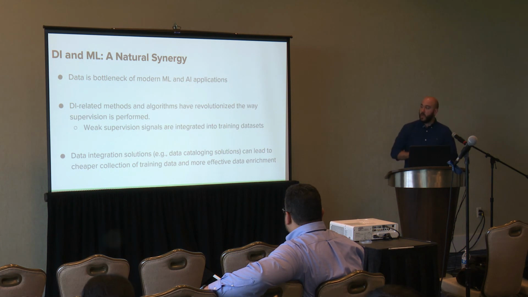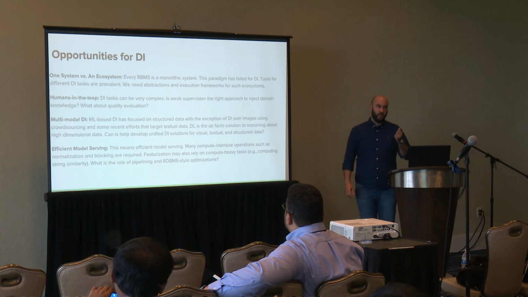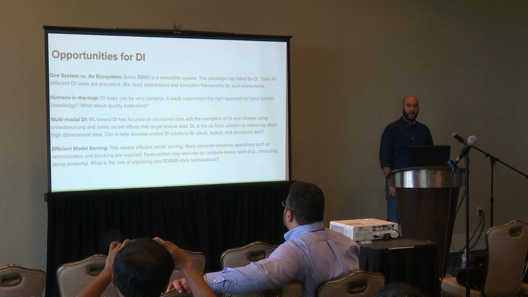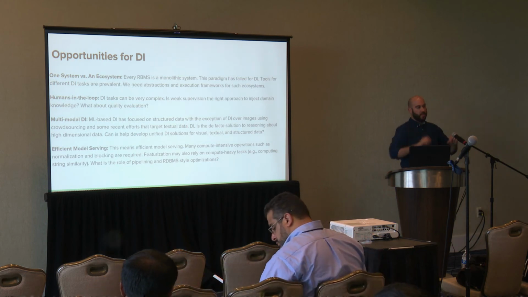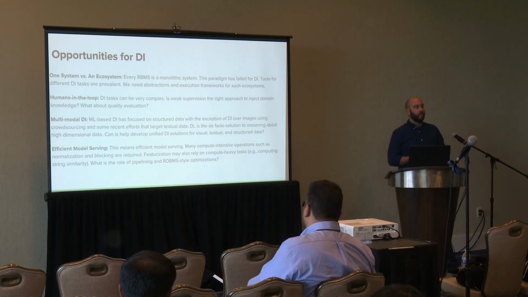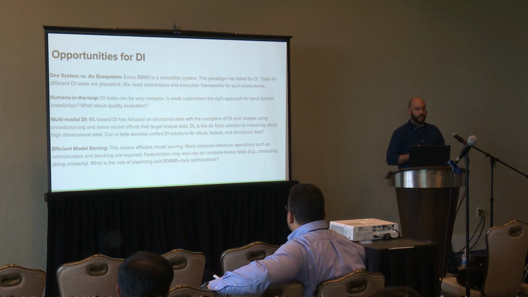And beyond that, we actually need to think of how can we leverage other aces that we have in our sleeves. For example, we have done extensive work as a community in catalogs, right, data cataloging, and how can we use these ideas to lead to cheaper collection of training data. Okay, so opportunities. What can we do? The first thing you need to ask yourselves is, do we need a monolithic system? Do we need to go back to our well-known relational database management system, or do we need an ecosystem of tools that can be used to actually solve the problems of data integration? How can we bring in humans in the loop effectively? How can we do that? What is the right approach to actually inject domain expertise?